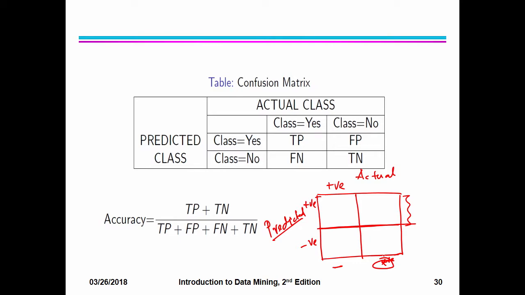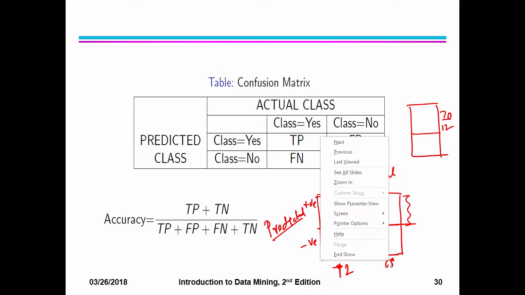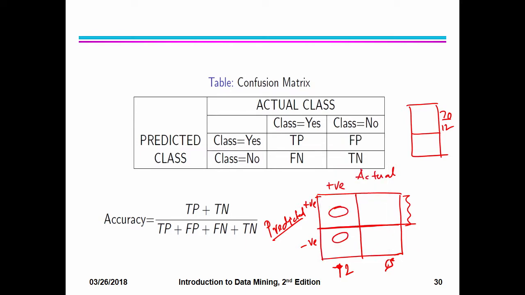In the last example, if I remember rightly, there are 20 objects and actually 12 are positive class. Actually 12 are positive class means that without running any classifier, we can see the test data set and count how many objects belong to positive class. So in addition, these 2 entries here must add up to 12, because the positive class is 12. Similarly, the rest are negative class, so this should be 8.